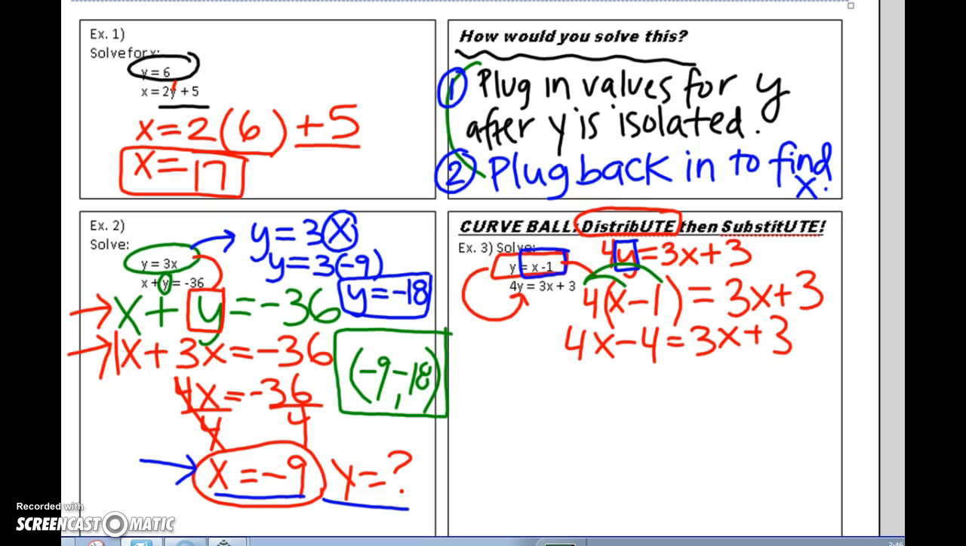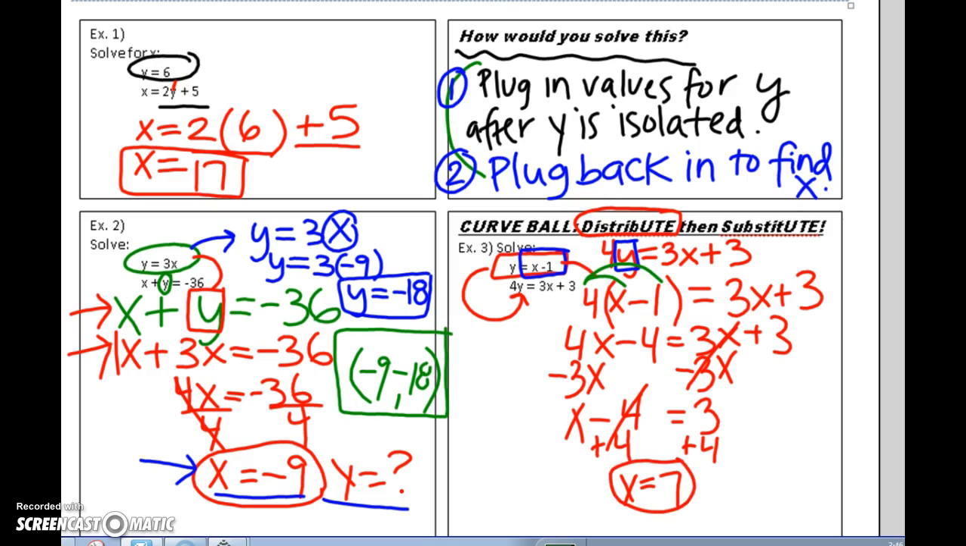Now I just need to solve for x, having all of my x's on one side. I can do this many ways. I'm just going to move 3x over to the other side. 4x take away 3x is 1x. Add 4. x equals 7. So again, I have my x answer now, but I need my y.